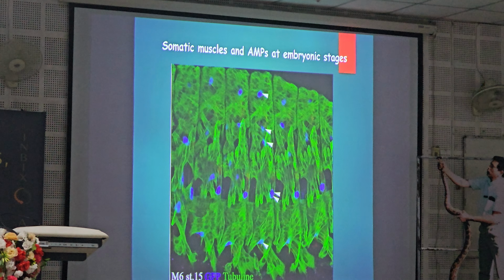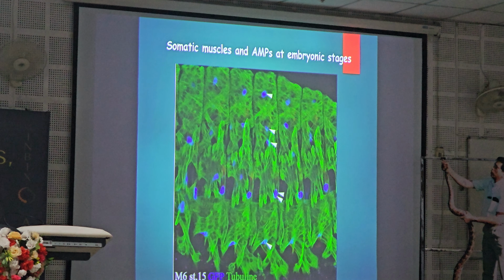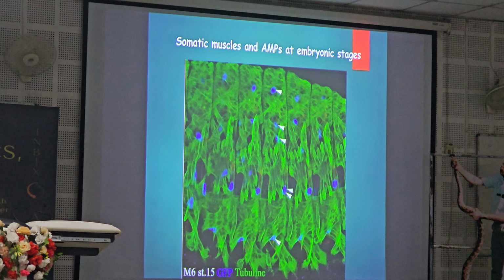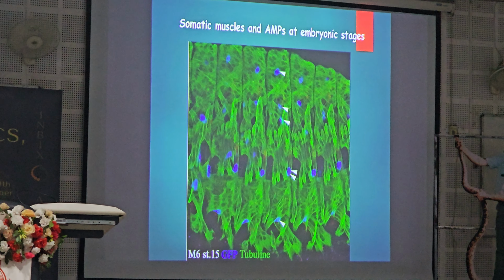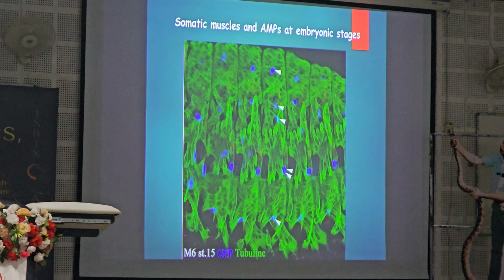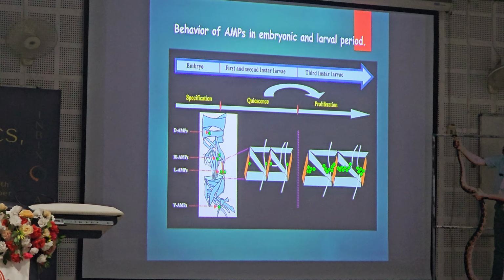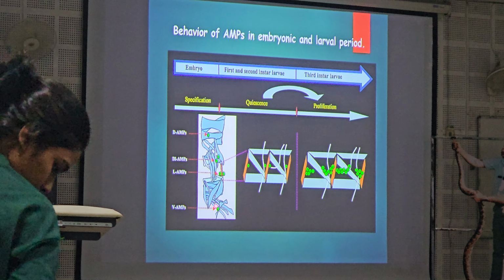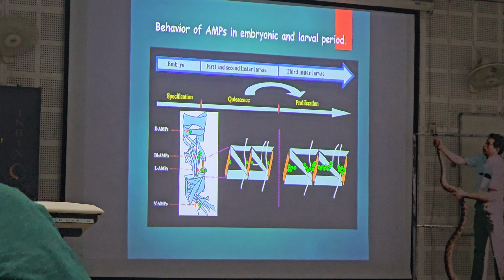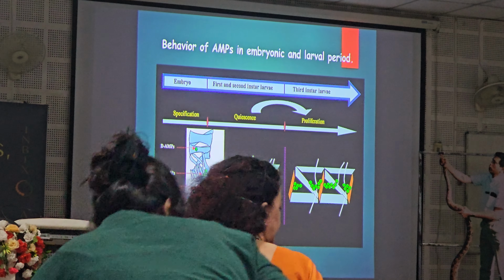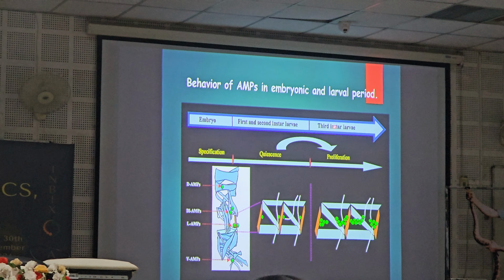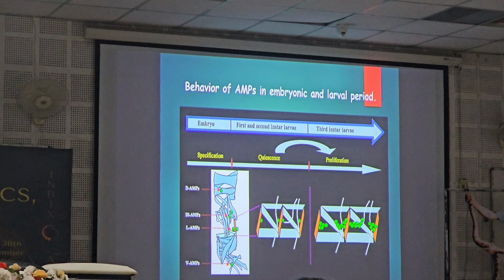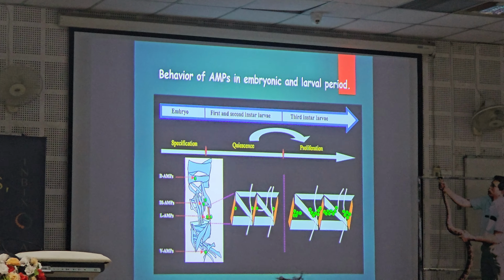What could be happening inside the cell at the level of genomics or transcriptomics, to have in one cell division such a big difference, one differentiated and the other undifferentiated? This is the behavior of AMPs. In the embryonic stage they remain undifferentiated, six AMPs per segment. During the early larval stages, they remain undifferentiated, but by the third instar larva, they undergo proliferation and give rise to the adult muscles, as I showed you in the previous slide.